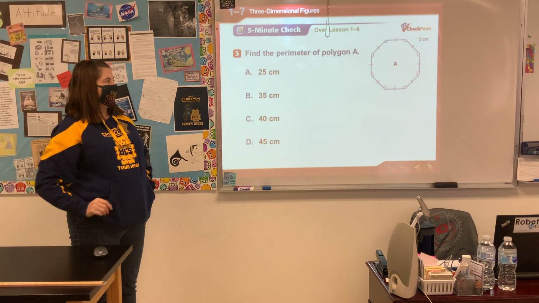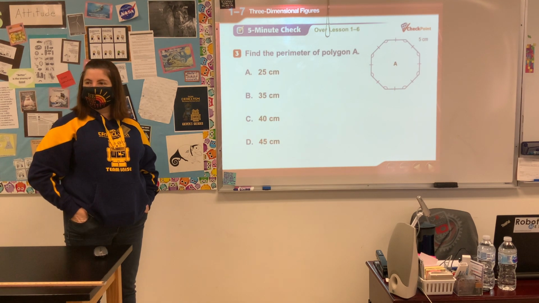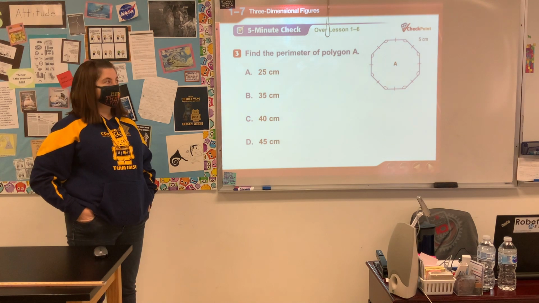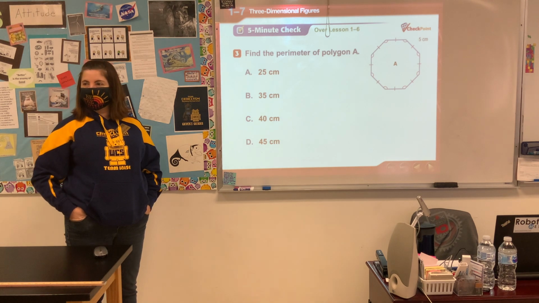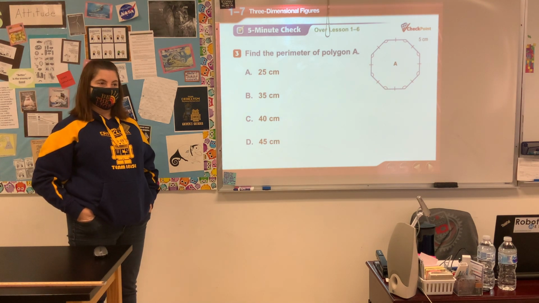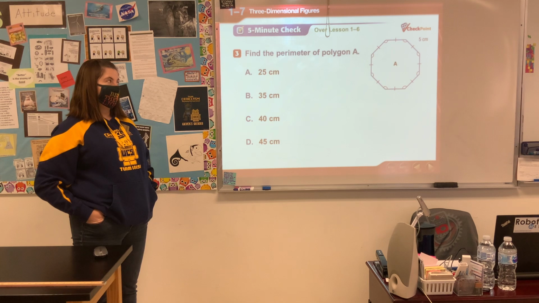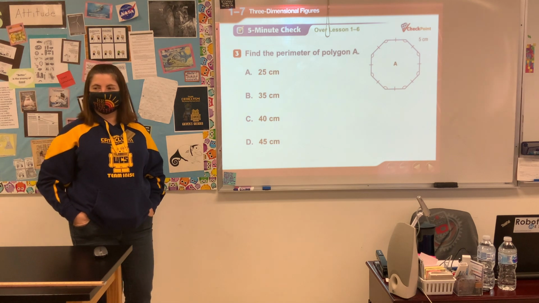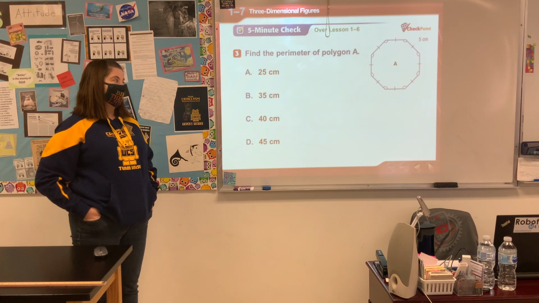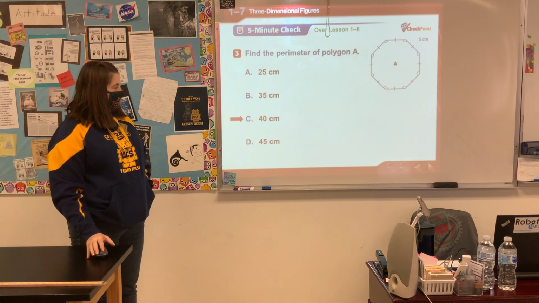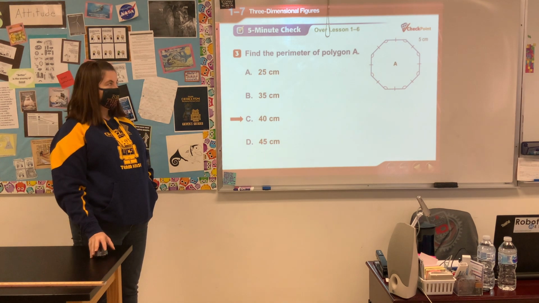Okay, can you find the perimeter of this? I'm hearing 35, I'm hearing 40. What would I need to do? 5 times 8, because I have 8 sides. Or I could go 5 plus 5 plus 5 plus 5 plus 5, do that 8 times, right? Either way, you should end up with 40. You kind of forgot one.